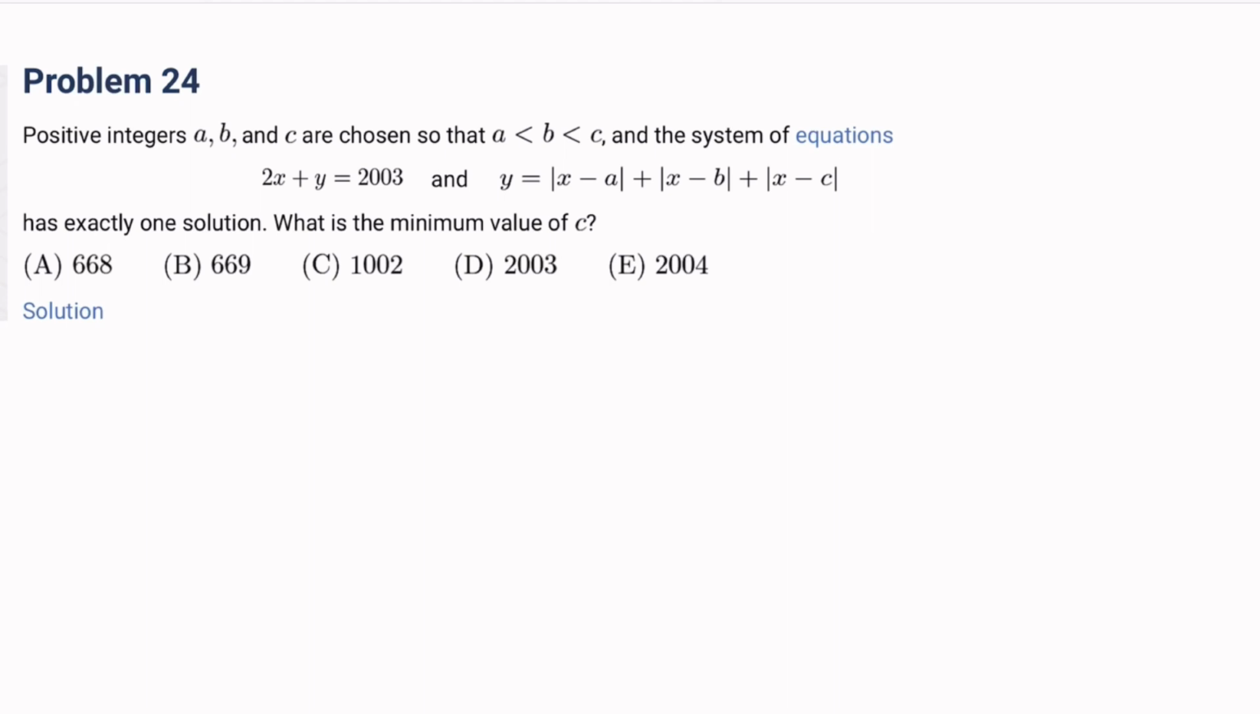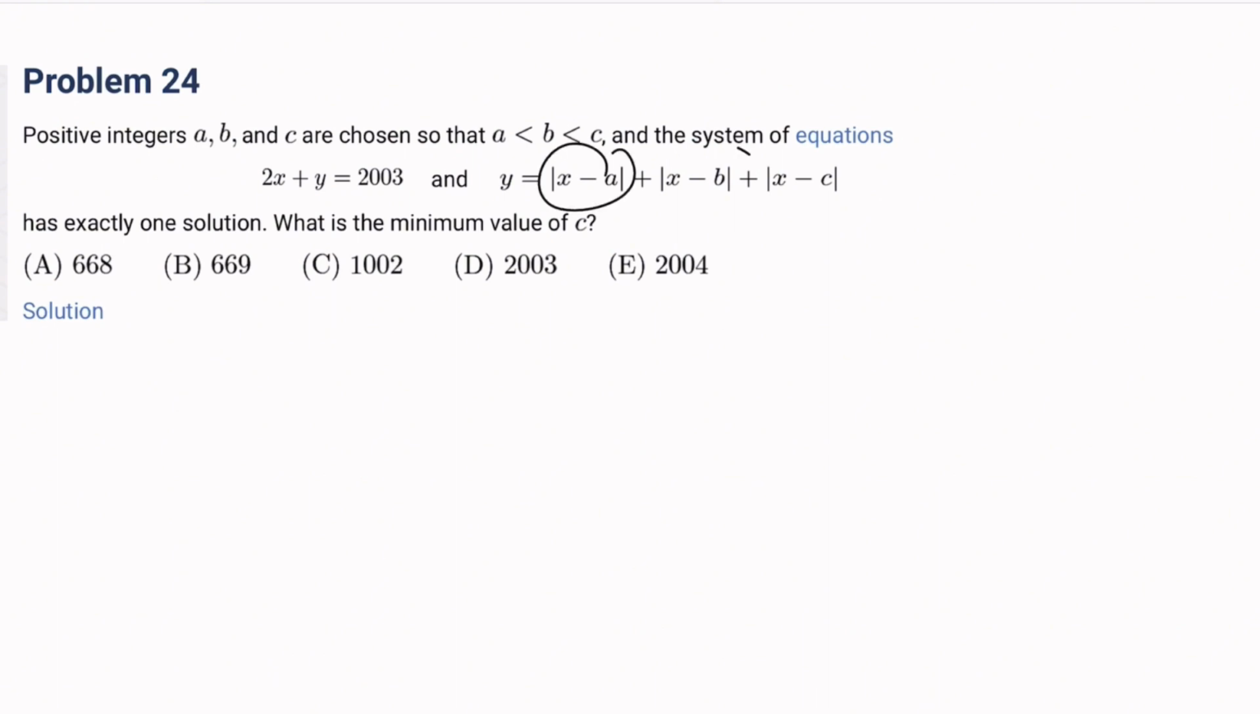Number 24, positive integers a, b, and c are chosen so that a is less than b is less than c, and the system of equations, this and these, have exactly one solution. What is the minimum value of c? Okay, so first of all, we know this line, but we don't know this line, so we would have to graph this line to easily see where it could have exactly one solution, right?